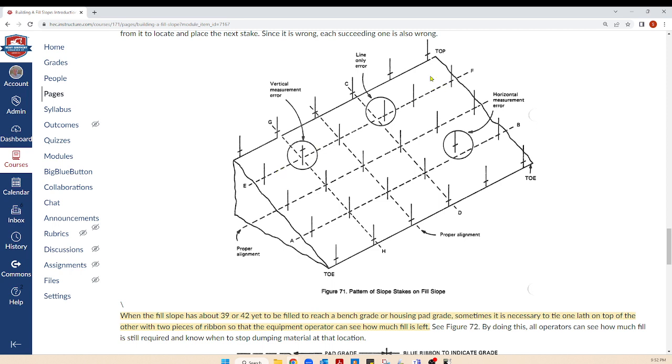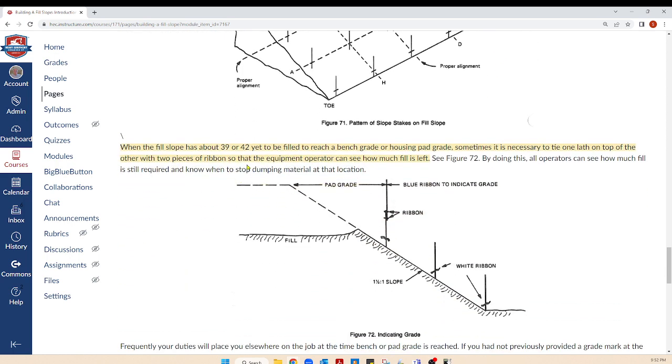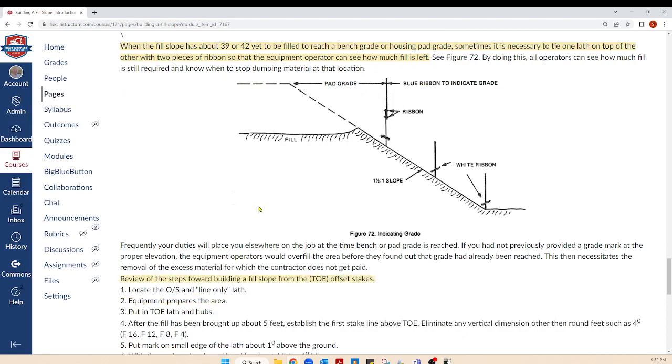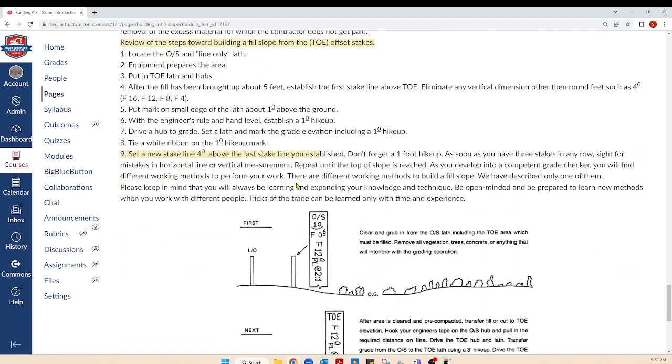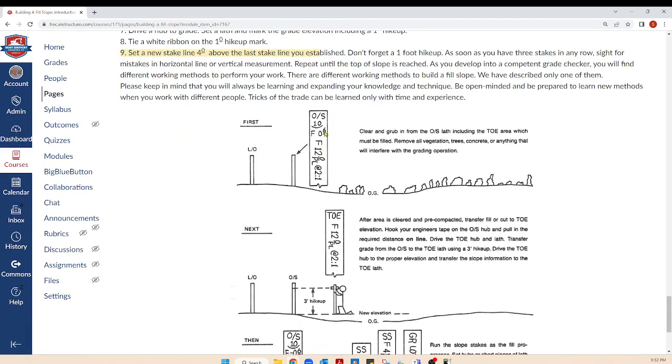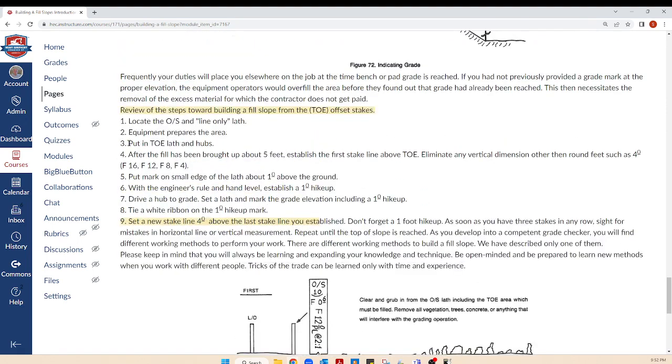And this is just showing you what happens when you're out of line. You get a stake that's off line on the arrow. They need to be in line. And let's see, these are just steps in building it. And here's a bit of an illustration with the steps. This is saying the same thing.